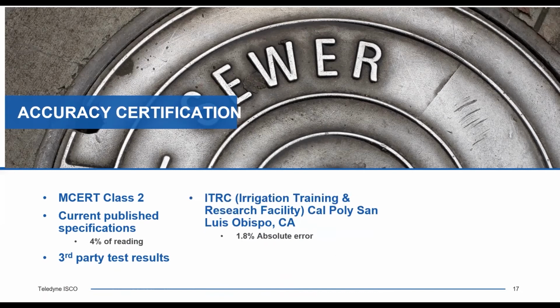Third-party test results. We did a lot of testing with these. One is the Irrigation Training and Research Facility at Cal Poly San Luis Obispo. We found that we were about 1.8% error. A very well respected facility on the West Coast, but we wanted to go somewhere on the East Coast, so we picked Alden Research Lab. A lot of you know those guys. Another very well respected flow laboratory, they're in Holden, Massachusetts, and we were 2.7% on the absolute error. Everything we've run and compared to has been, for the most part, very encouraging and very accurate.